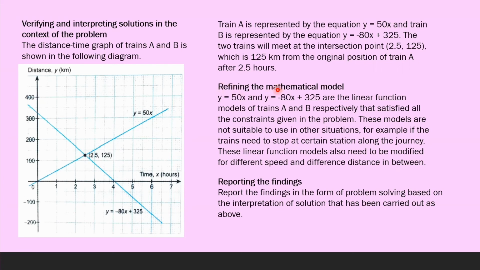Step number 5 is refining the mathematical model. y equal to 50x and y equal to negative 80x plus 325 are the linear function models of train A and B respectively that satisfy all the constraints given in the problem. These models are not suitable to use in other situations. For example, if the train needs to stop at certain stations along the journey, these linear function models also need to be modified for different speeds and different distances in between.